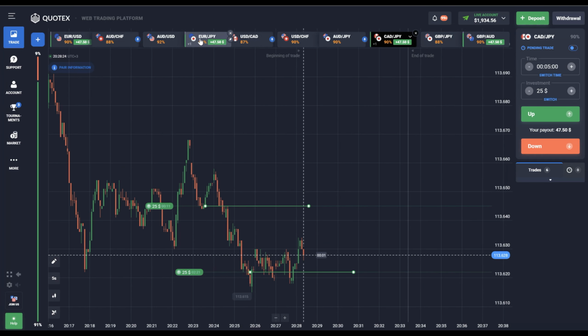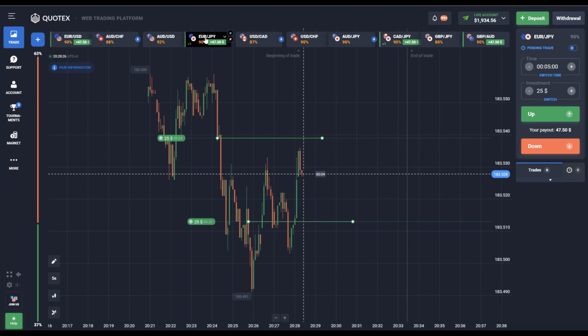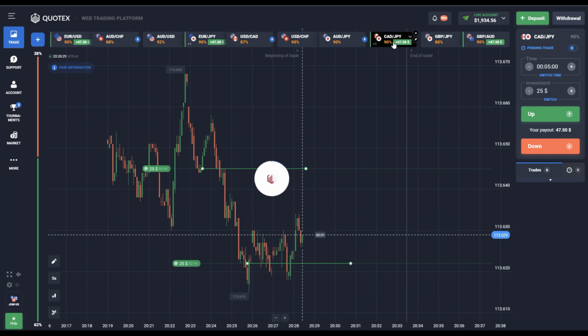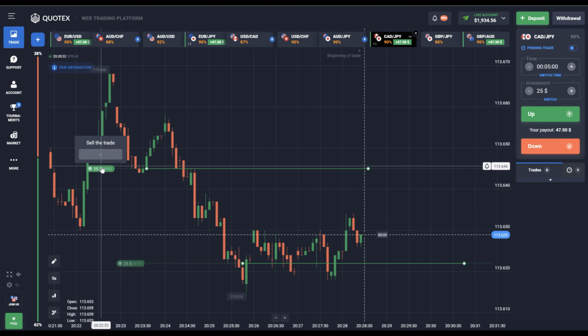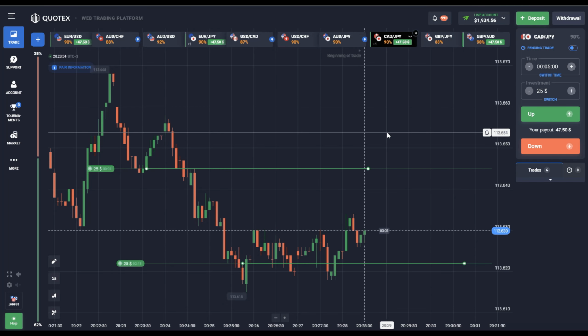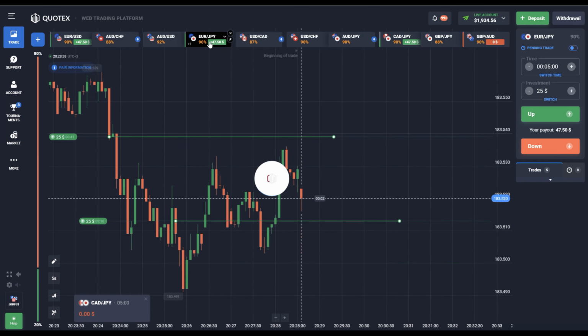Now Canadian dollar yen. The first trade here will definitely close at a loss. Euro yen as well, most likely the first trade will close at a loss. The price won't have time to rise. There are 4 seconds left here, very little time. I really hope that at least the second trade will be profitable.